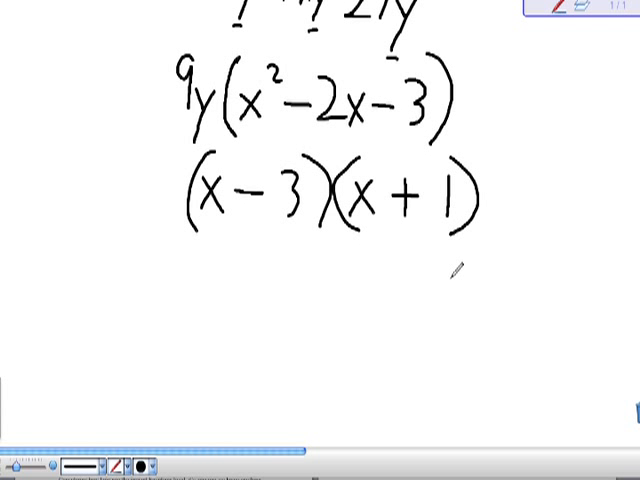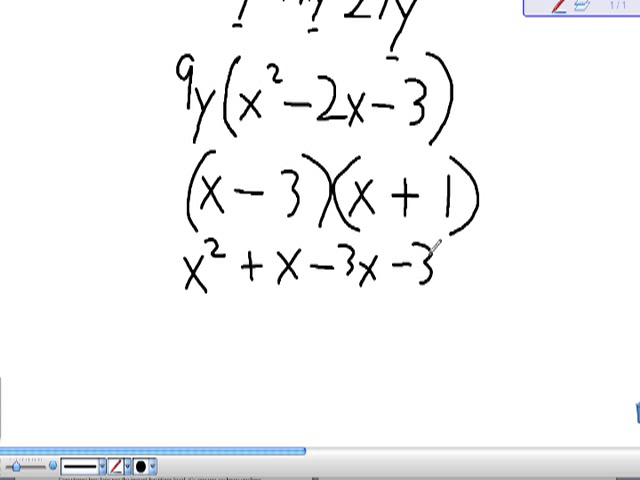Alright, now we want to solve our problem to make sure that we're doing it right. So we want to do x times x. It's going to give us x squared, and x times positive 3 over here is going to give us just positive 3x. And then we're going to do negative 3 and x, which is going to give us a negative 3x, and negative 3 and a positive 1 over here is going to give us a negative 3.